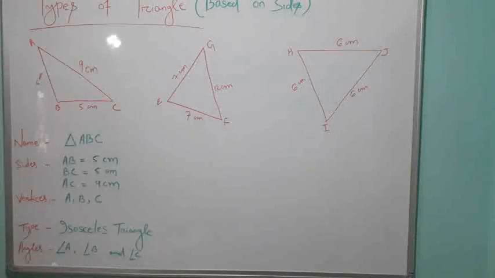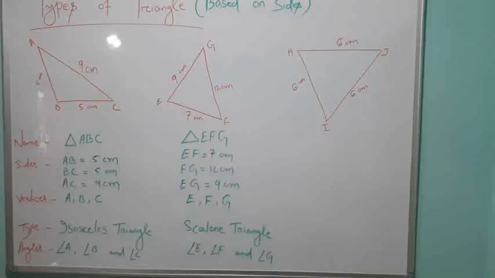Now come to the second figure, triangle EFG. Here triangle EFG has different lengths of sides. EF is 7 cm, FG is 12 cm and EG is 9 cm. So this is a scalene triangle and its vertices are E, F and G. Angles are angle E, angle F and angle G.